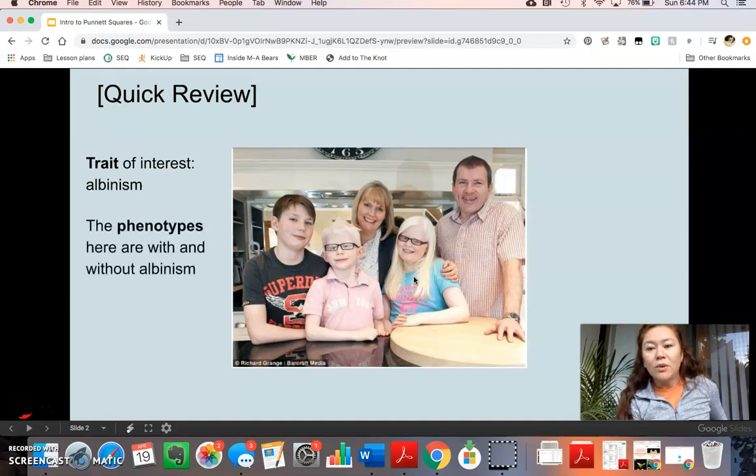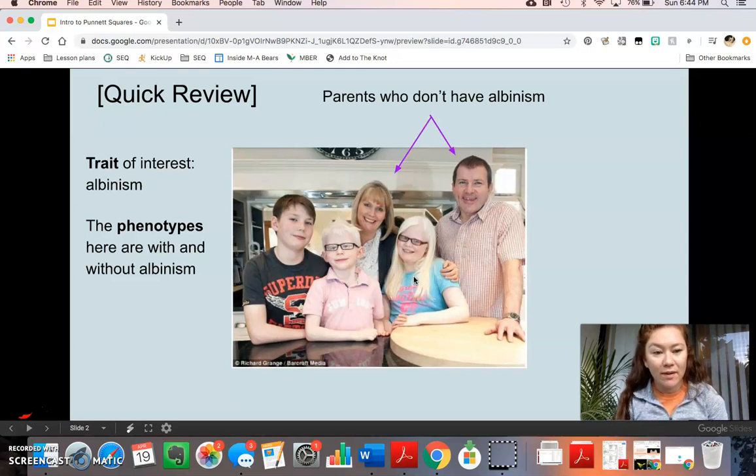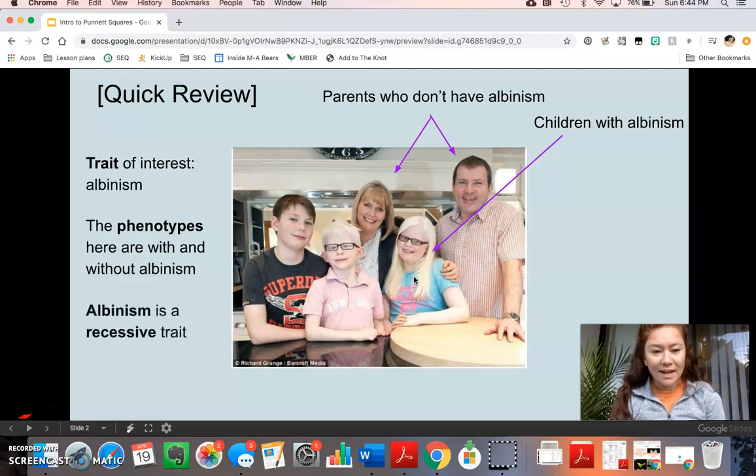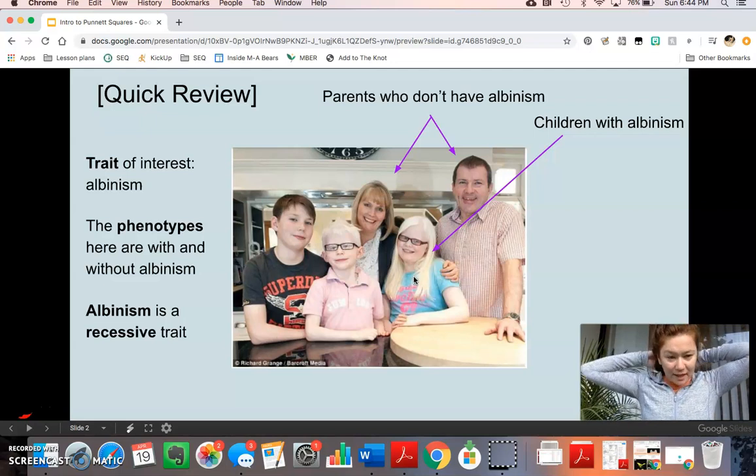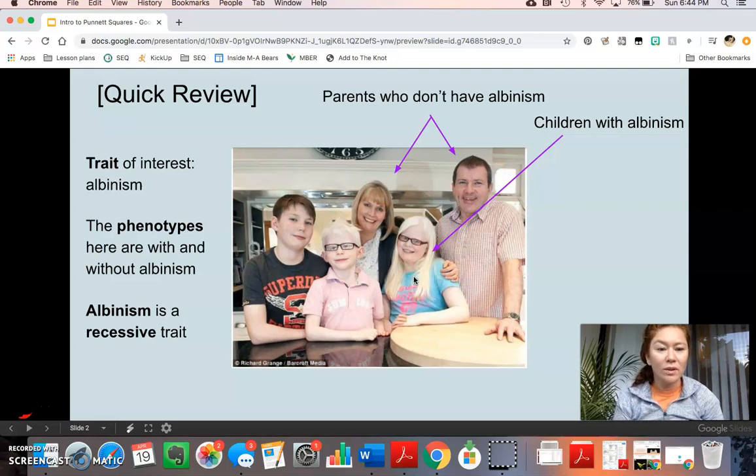There are two phenotypes presented in this family. Remember, two different physical presentations of their genes. We have some parents who don't have albinism, and then we have children with albinism. We decided last time that albinism was a recessive trait, and we figured that out because a dominant trait is something that you only need one version of in order to show it, whereas a recessive trait is something where you need two of that trait to show it.